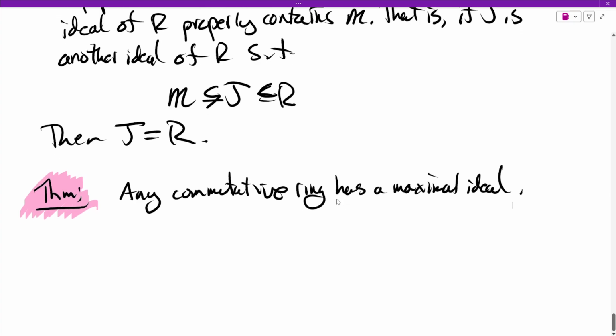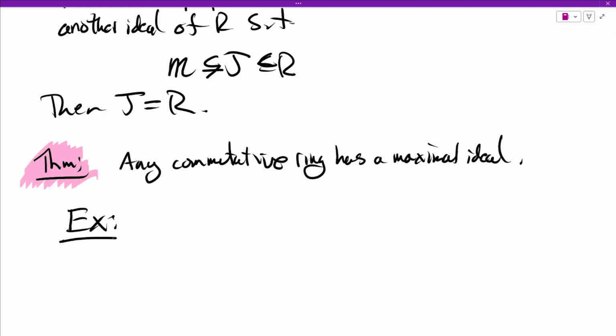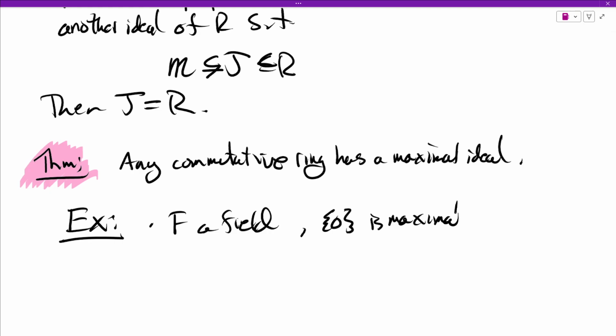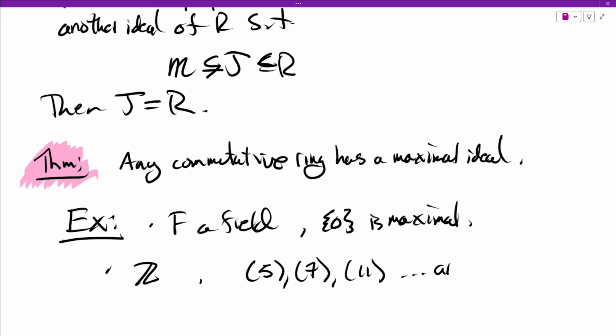Some examples: if F is a field, we saw that F has no non-zero proper ideals. So the ideal 0 is maximal, because there's nothing in between 0 and F. There are just no non-trivial ideals when you have a field. In Z, prime ideals are maximal. So ideals generated by primes, for example 5, 7, 11, and so on, are maximal.